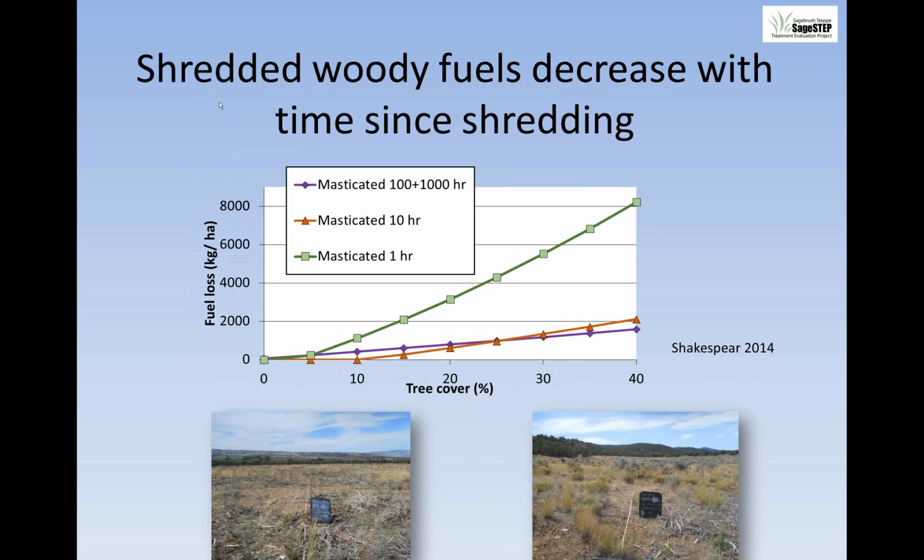With the Sagestep study, because we got pre-treatment data and measured over the years on these masticated treatments, we found that you do have a disappearance of fuel, but it's mainly in the 1-hour fuel size class, and that could be photodegradation because these things aren't incorporated too well in the ground, but you do have a loss of fuels, and that's in Wyatt Shakespeare's thesis.